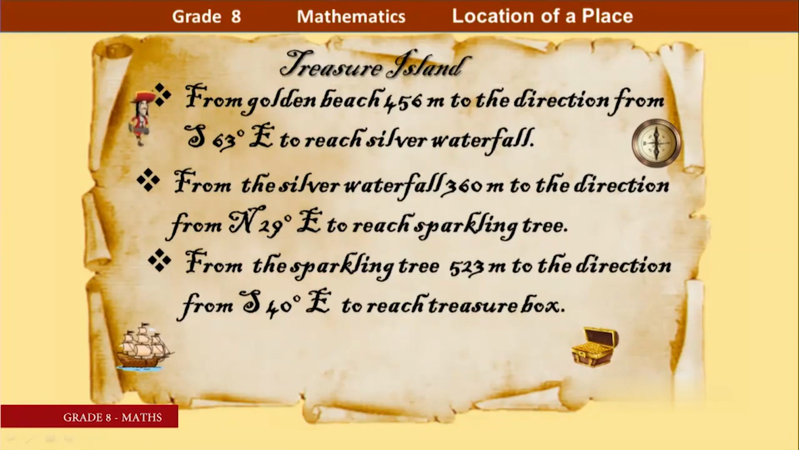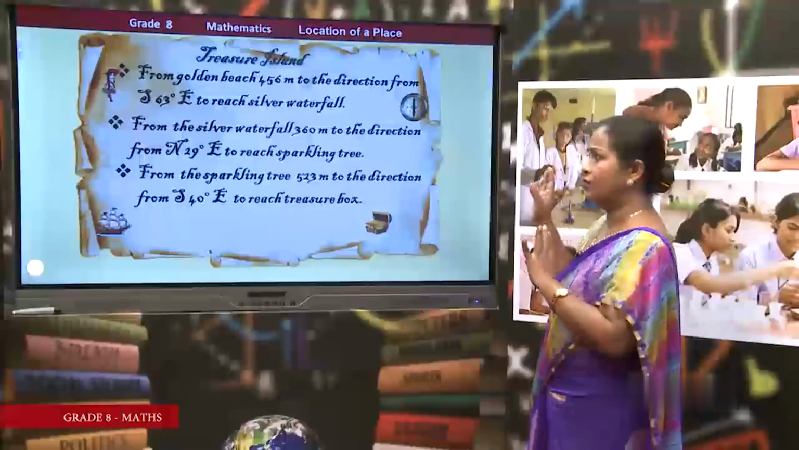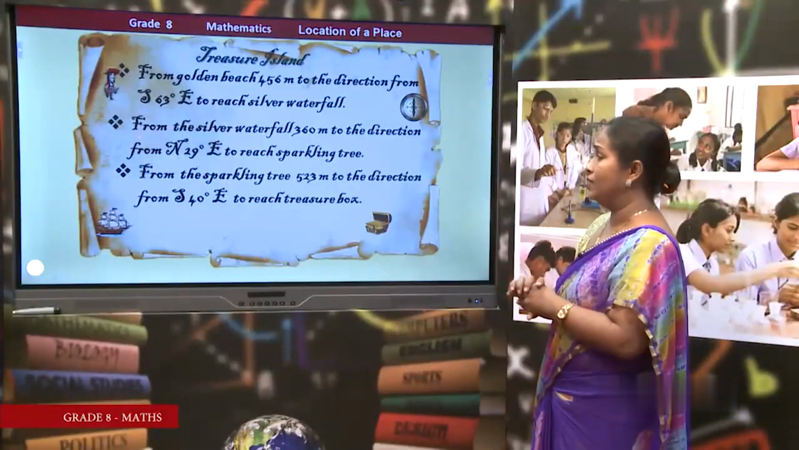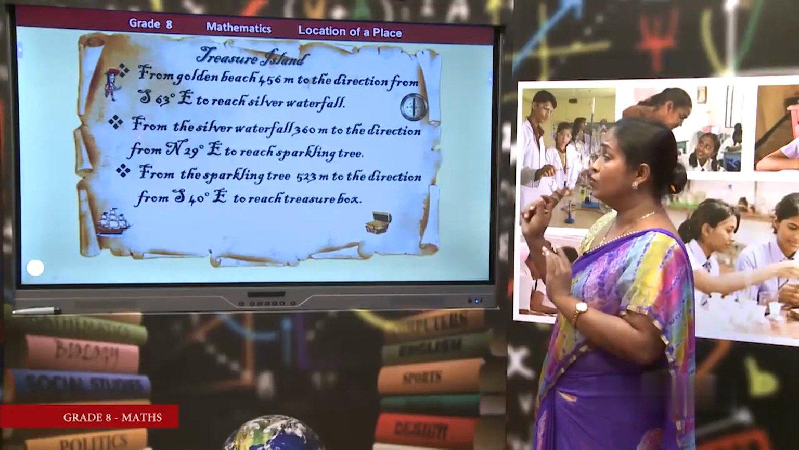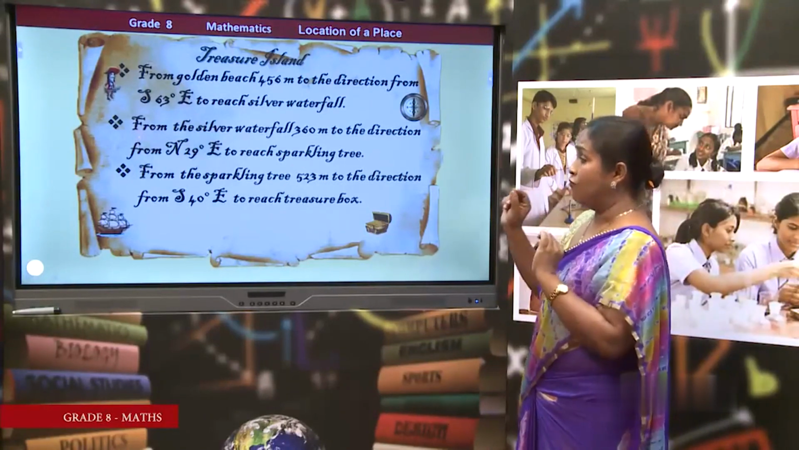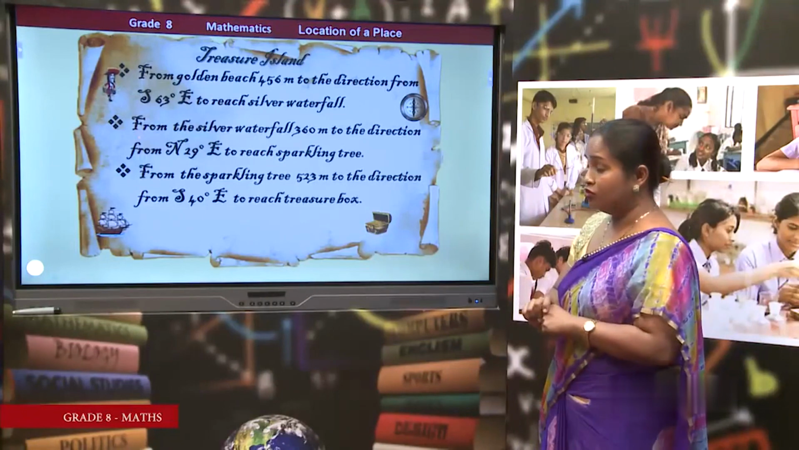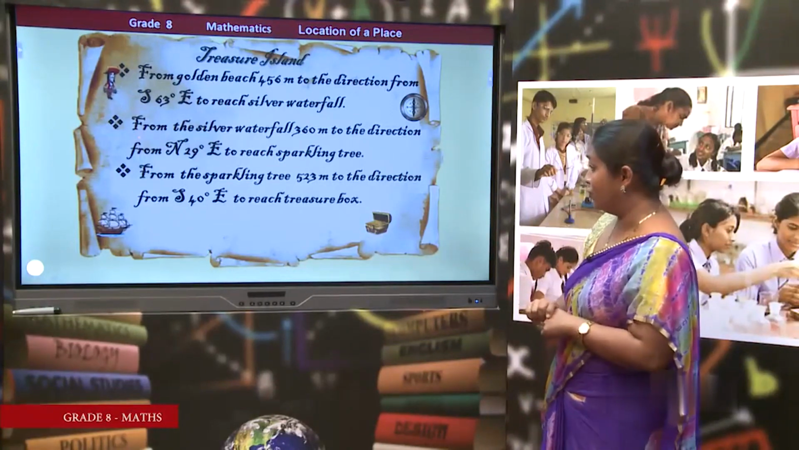Then you can reach the Silver Waterfall. After then, you have to go step by step. Now you are at Silver Waterfall. Next, you have to move and find the sparkling tree. We will see the direction for that.